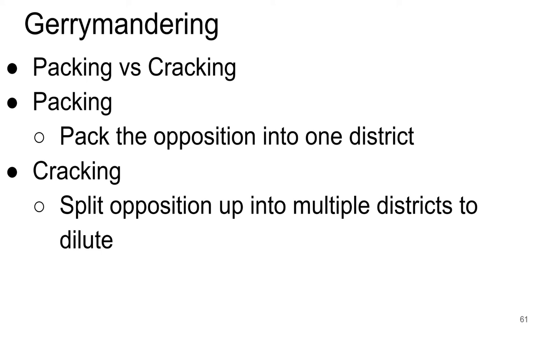Cracking would be like you take that one district and you divide up the boundary lines in such a way that you get a few opposition people in each district. So there's no district where the opposition has a majority. They still have no political power.